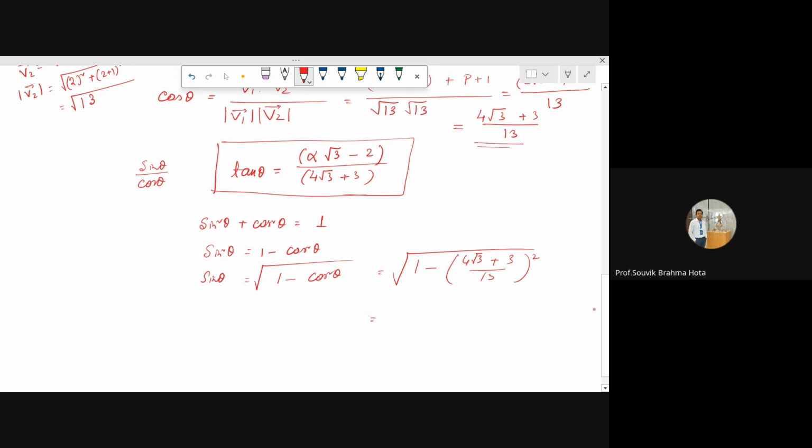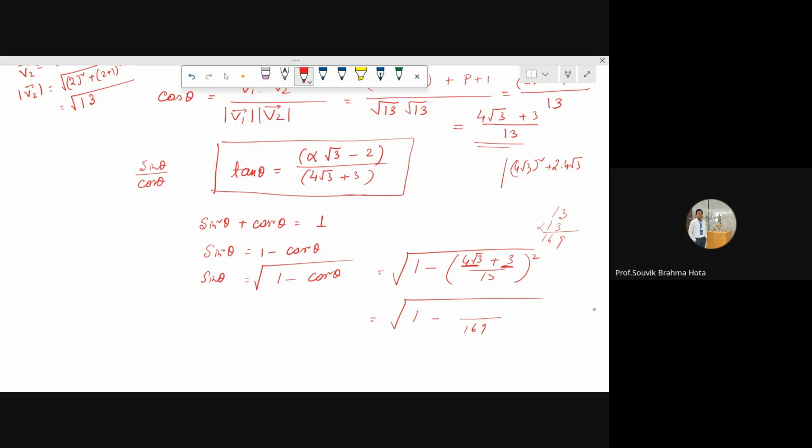To solve it, 1 minus (4 root 3 plus 3) whole square. First you see 13 below it, 13 whole square is 169. So 169. And here (4 root 3 plus 3) whole square. So you just do it in rough: a plus b whole square, where 4 root 3 is a, 3 is b. So a square plus 2ab plus b square.